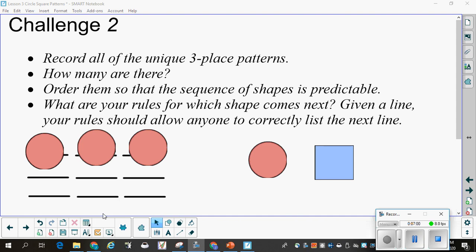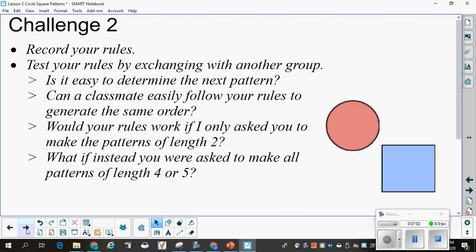And you're back. Great. Well, did you record your rules? So what I want you to do is we're going to try testing your rules. And again, if we were in class, I would ask you to exchange them with another group. And then I want you to decide, is it easy to determine the next pattern? Can your classmate easily follow your rules to generate the exact same order that you have?